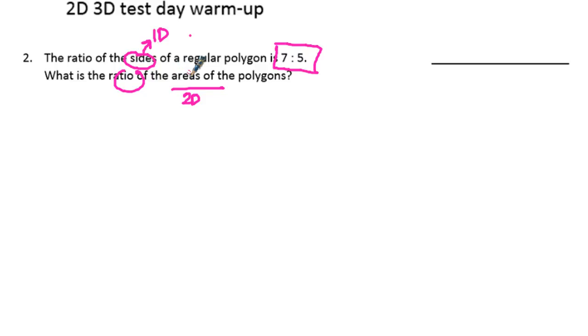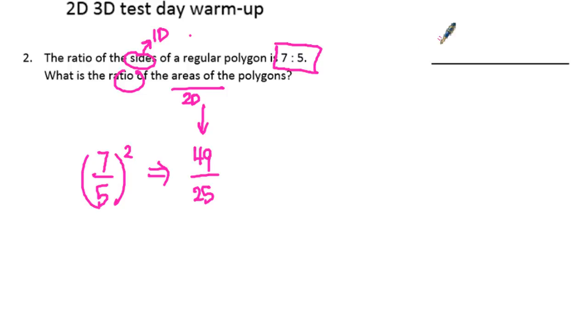Because 1D and 2D are in different dimensions, we need to do something about the ratio we were given. So 7:5 would only work for 1D. Bringing it to 2D, we need to square them. So 7 squared is 49, 5 squared is 25. So the ratio of the areas would be 49 to 25.